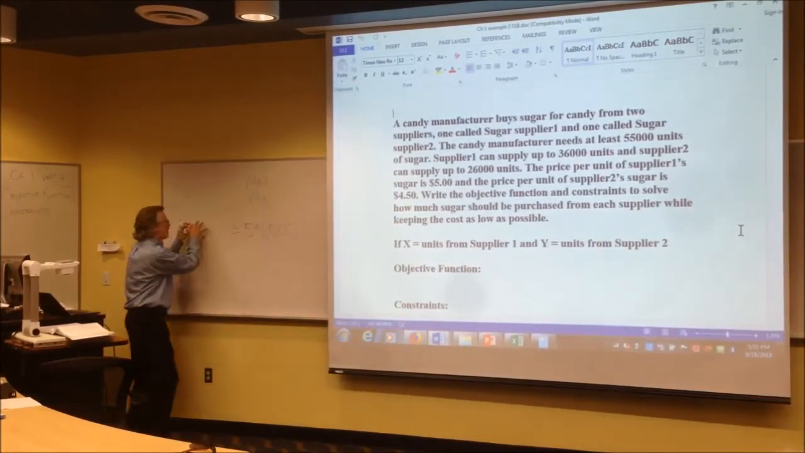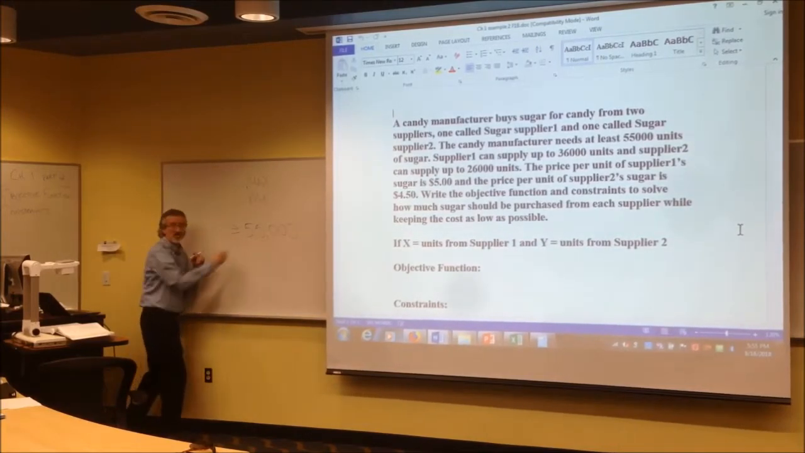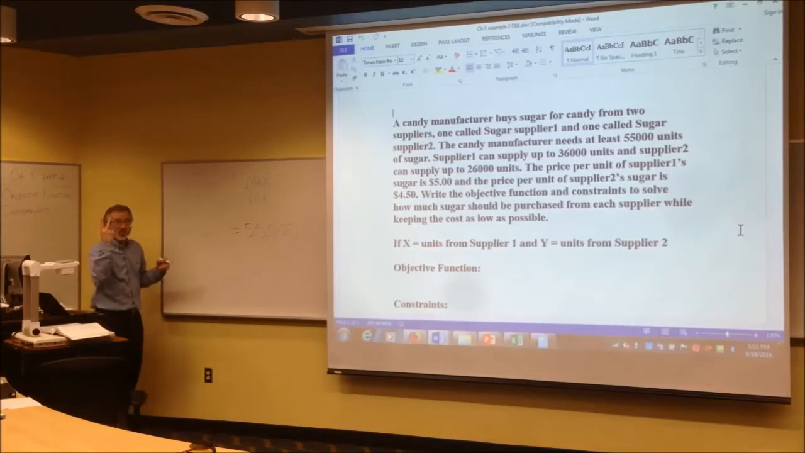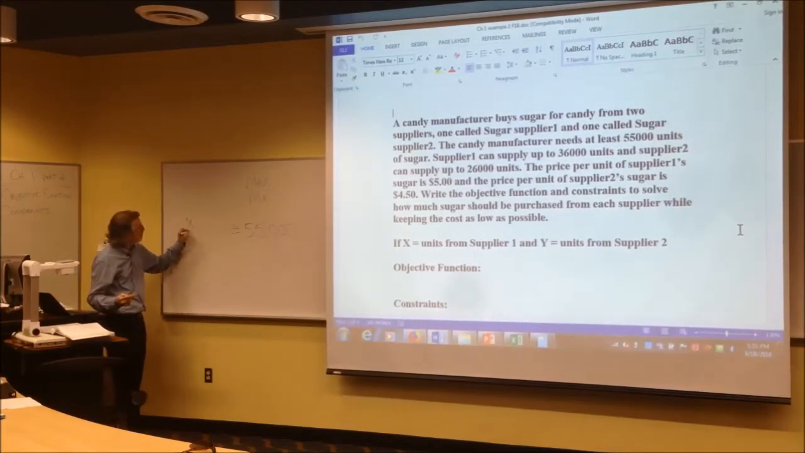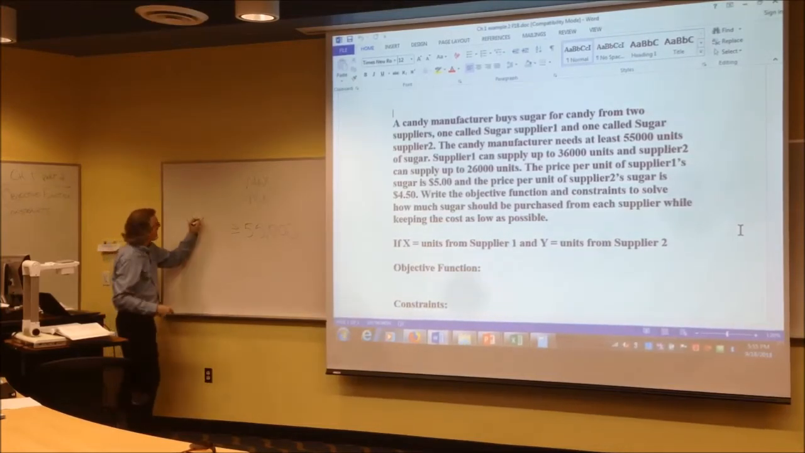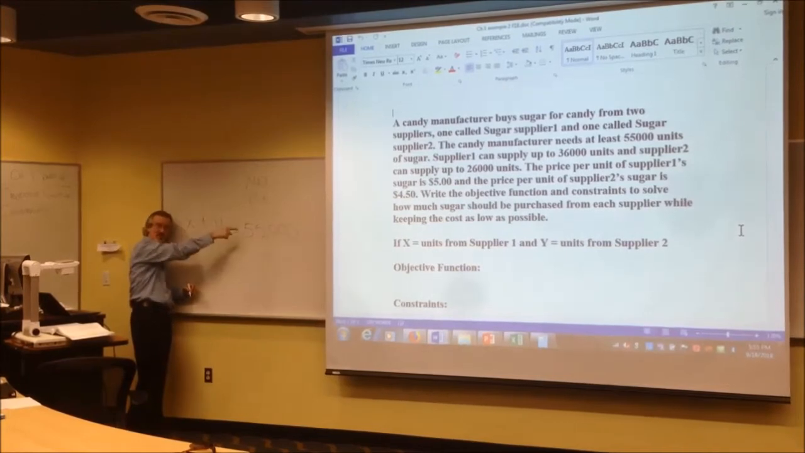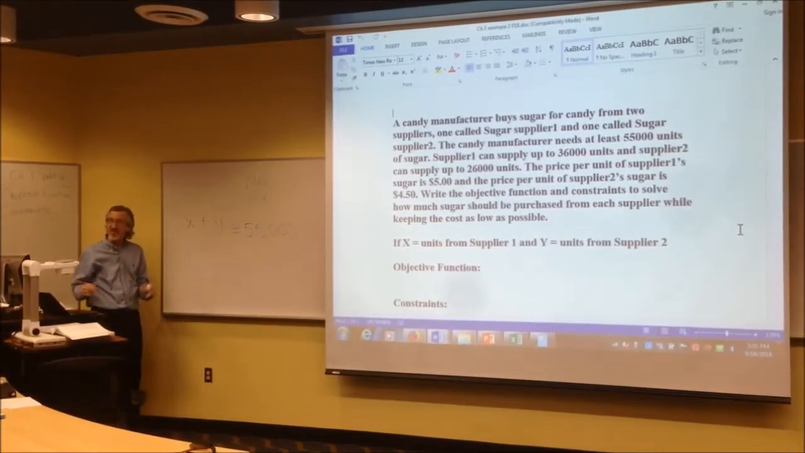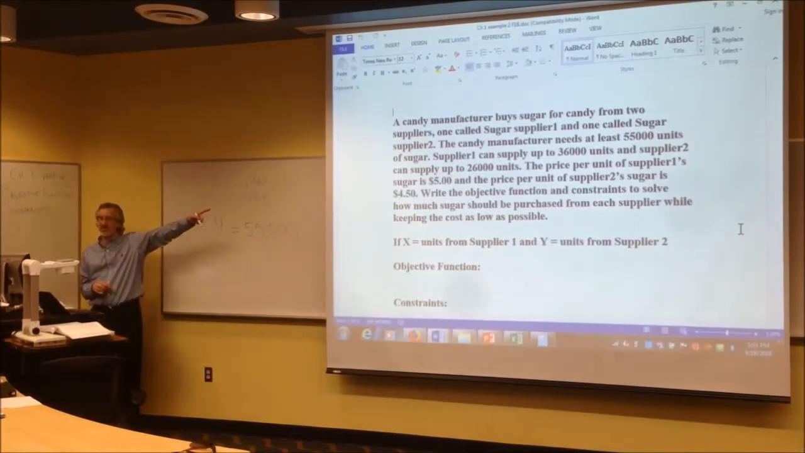So now on this side, I got to write the total number of units we're going to buy, because it's got to be greater than 55,000. Since we're only ordering from 2 suppliers, I can take however many we're ordering from that first supplier, which is represented by the number of units, and if I add it to the number of units we're buying from the second supplier, that's our total purchase. And those got to add up to 55,000 or more, at least 55,000. That's how you write a constraint from a sentence.